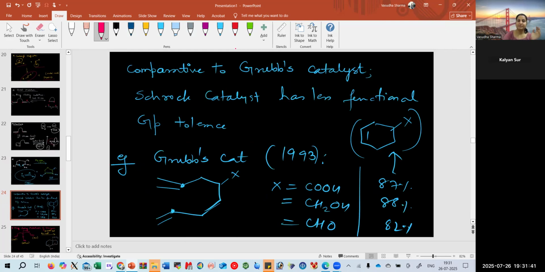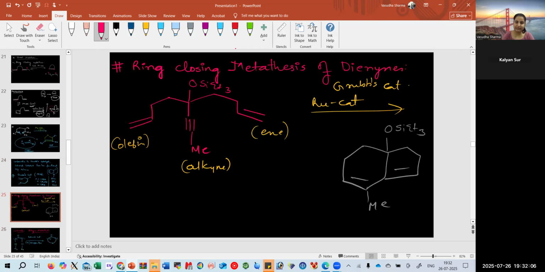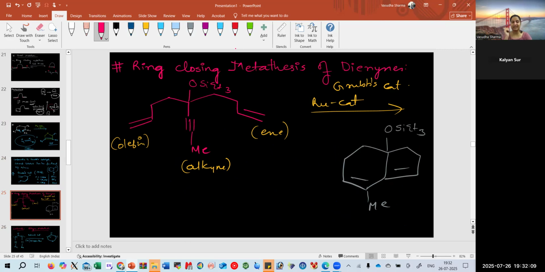Now, compared to the Grubbs catalyst, the Schrock catalyst that has been seen for this metathesis reaction has certain limitations, that it does not have much functional group tolerance, meaning that if you have an ester group, alcohol group, aldehyde group, it is not going to give you much yield, or the reaction might not work. Instead, Grubbs catalyst works very fine. As you can see, the product is on the right hand side. So therefore, it has wider application in today's time.